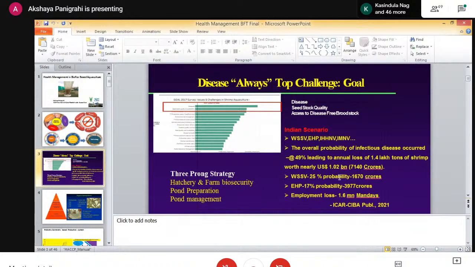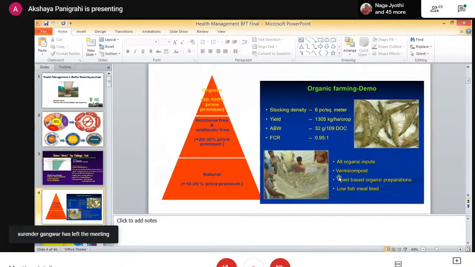Because of disease, the probability of infectious disease occurrence is 49%. That is the loss we are having in only one sector, the shrimp aquaculture sector. I am telling you, disease by disease, what the probability is, and this is given here.